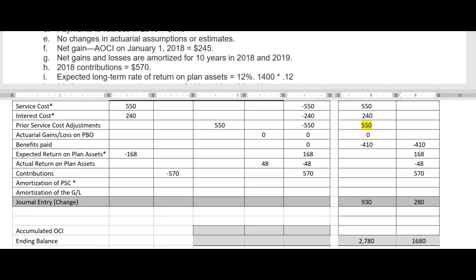Okay. Now, are we increasing or decreasing our actual under or overfunded? Well, we'll talk about that here in just a little bit. But right now, the difference between the two would be 1100. You tell me, under or over.